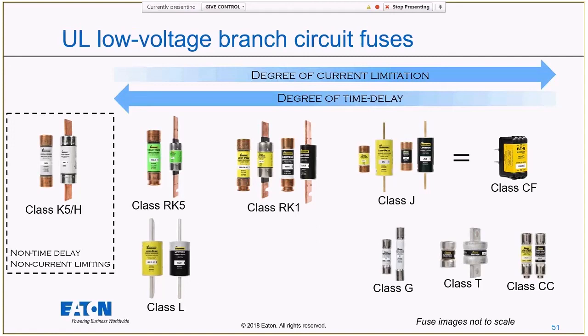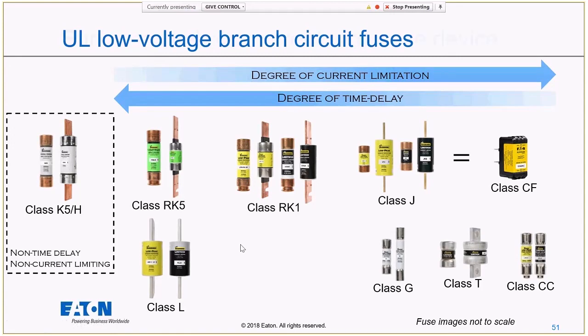Class RK1, right, more current limiting, but less time delay than the RK5. Class J and CF are equivalent over there, very good current limitation. And then, of course, the Class G, Class T, and Class CC, those are my top level of current limitation they can get. Just remember that Class K5 and H are not time delay at all. They're not current limiting. They're kind of outside this whole category, and we always want to try to upgrade those to an RK1 fuse if we can.